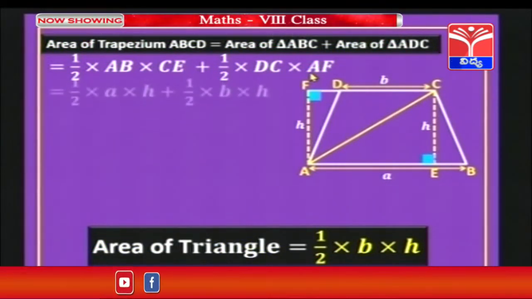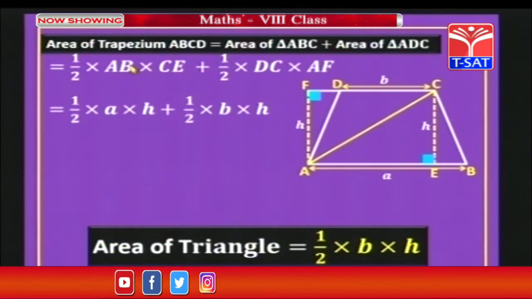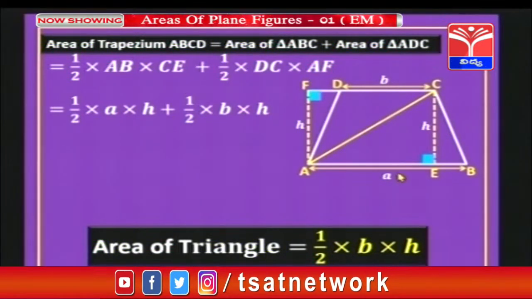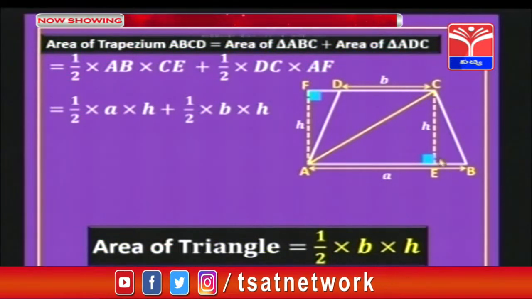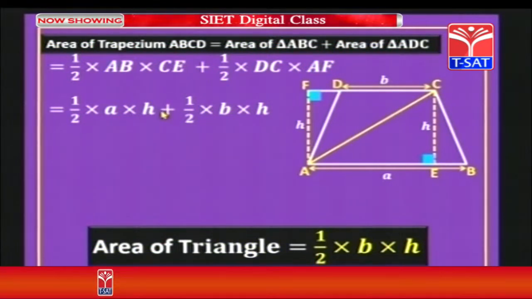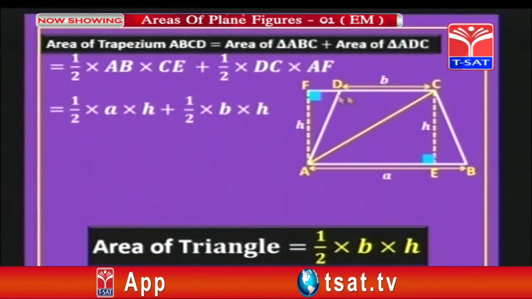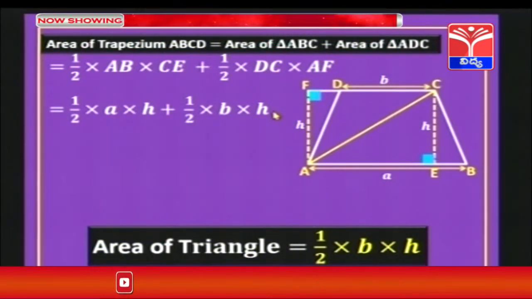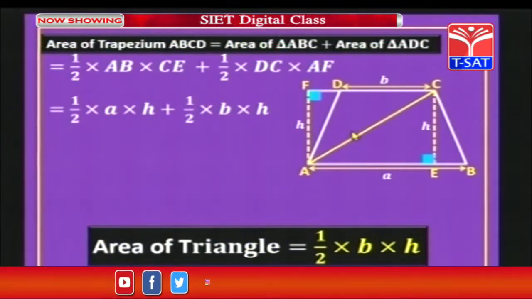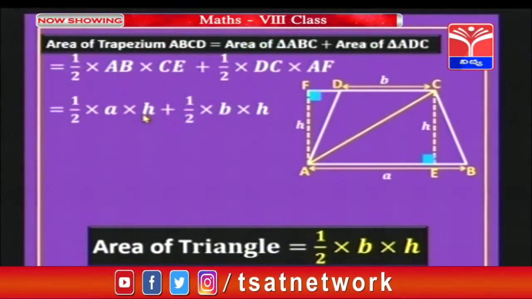Now let us substitute the values, children, here. That is, AB value is small a and CE is how much, children? Yes, it is h. Again we have half into DC. So we have seen DC is equal to b and AF is also equal to h. On substituting these values, we get half into a into h plus half into b into h.